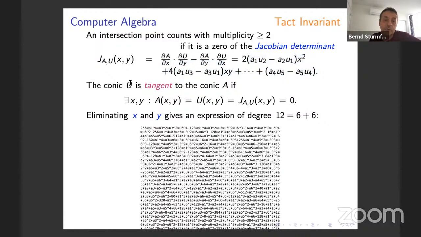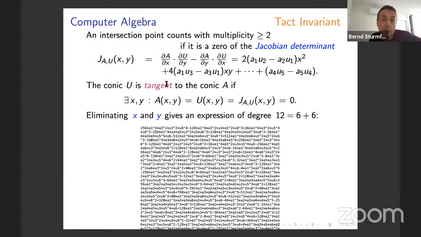So we can say the 2 conics, U and A, are tangent if there exist real or complex numbers x and y such that this system of 3 quadratic equations in 2 unknowns has a solution. Now we'd like to eliminate the quantifier. We'd like to express the tangency condition purely in terms of the 6 coefficients of A and the 6 coefficients of U. Well, we can do this using computer algebra.